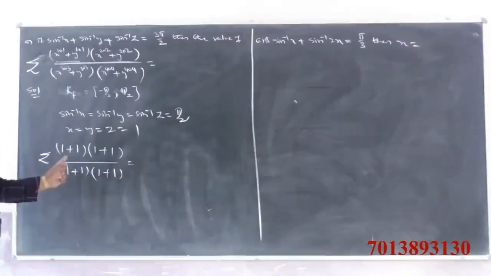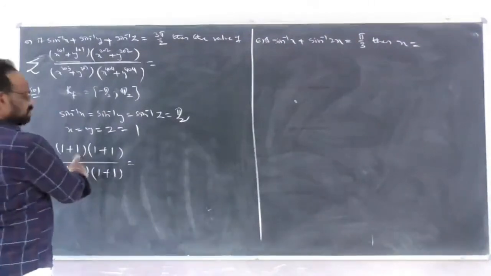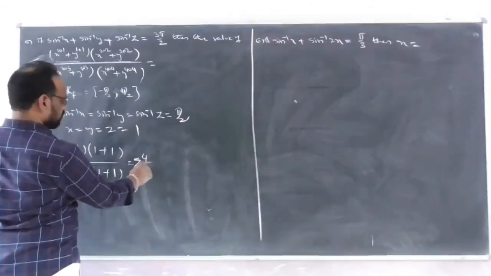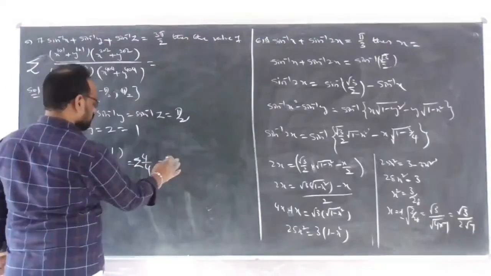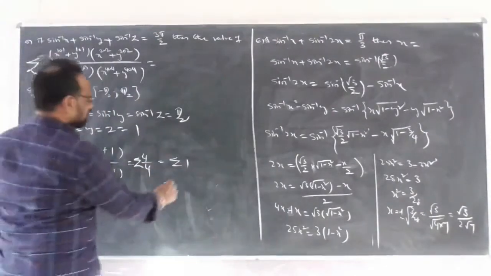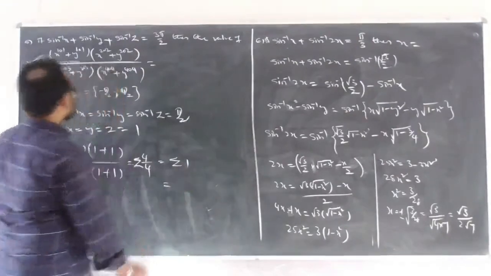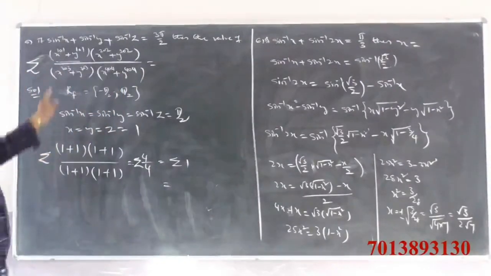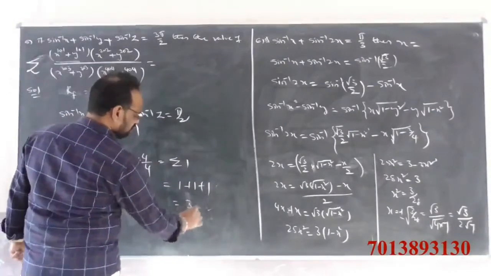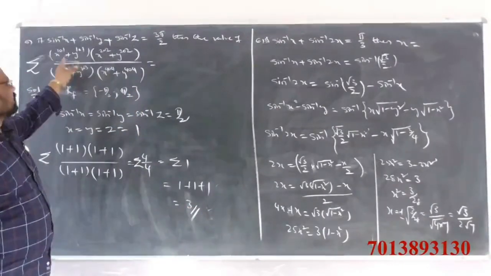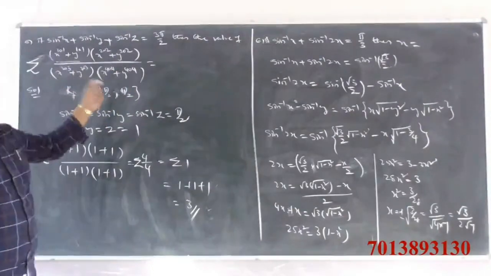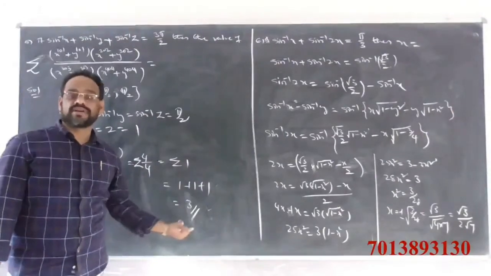That is equal to 1 plus 1, which is 2, 2 into 2 is 4, and here also 4. So sigma 1 means we want x plus y plus z, so 1 plus 1 plus 1 we get 3. Then x plus y, y plus z, z plus x: 1 plus 1 plus 1 we get 3. So the answer is 3.